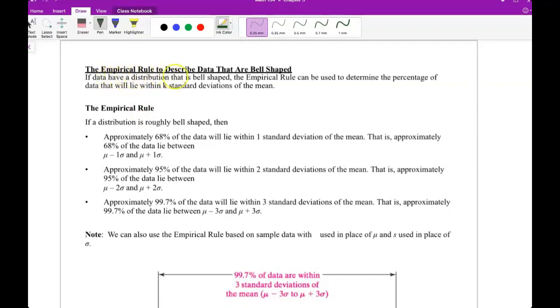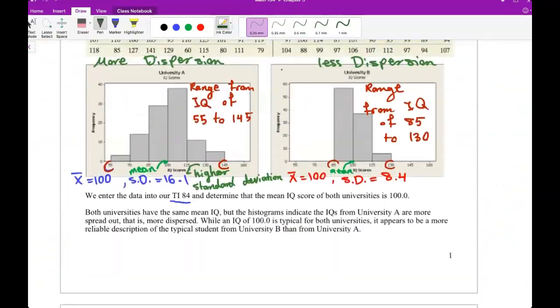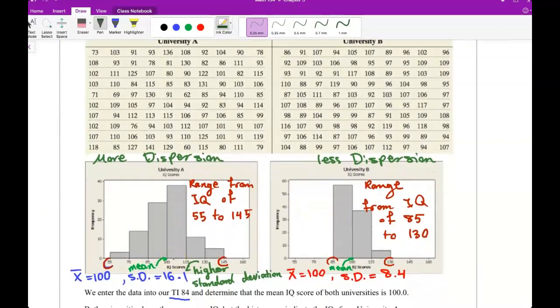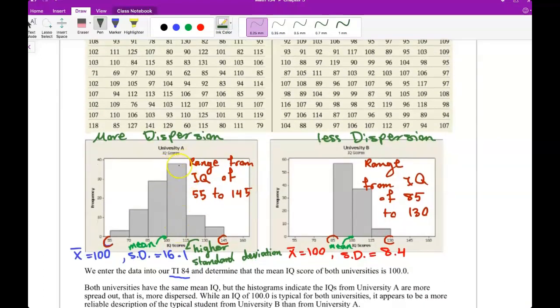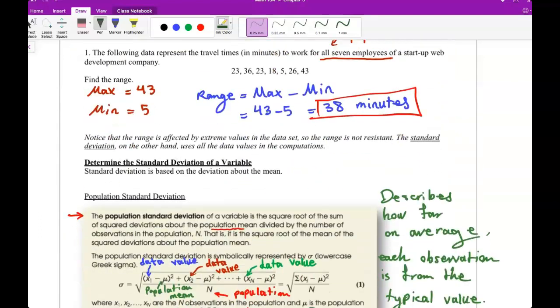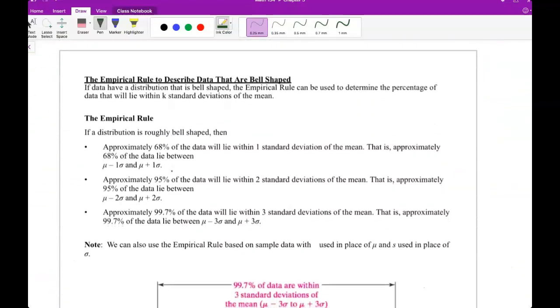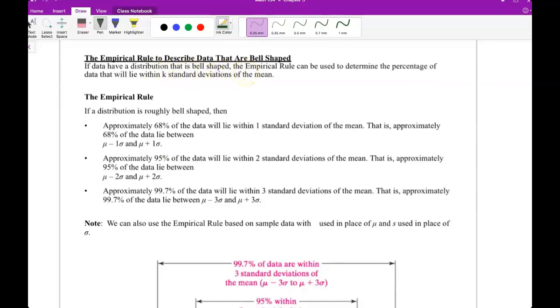Now in this part we have an empirical rule to describe data that are bell-shaped. Remember on the first page that we covered, we had two universities. On this part, we have a histogram for these two, and this one is the histogram for University A. This is the highest frequency that we have. That is in the middle, so this is bell-shaped. And this empirical rule is to describe data that are bell-shaped.